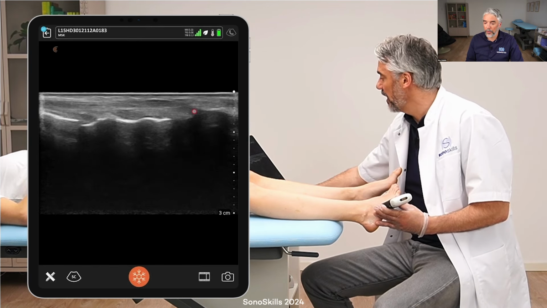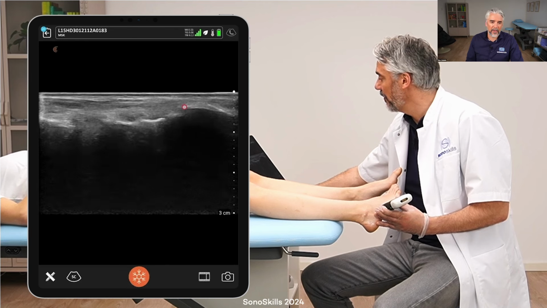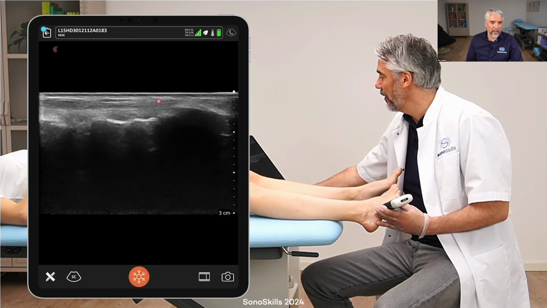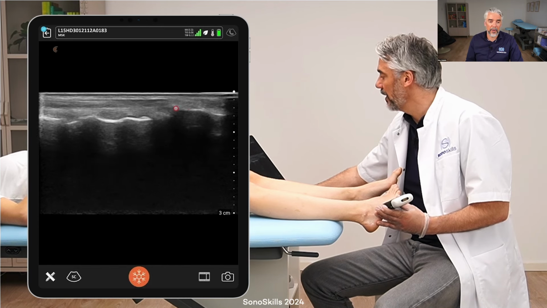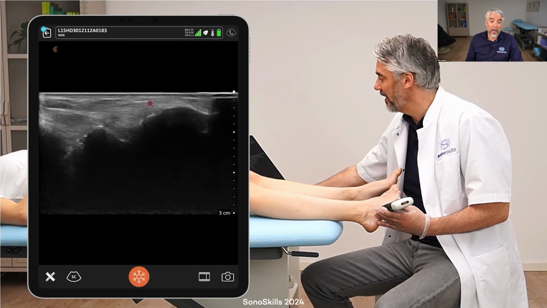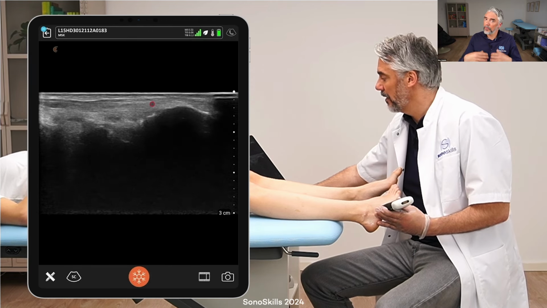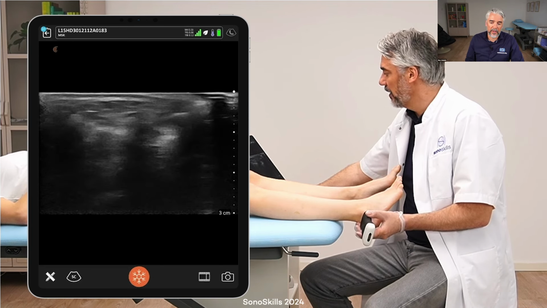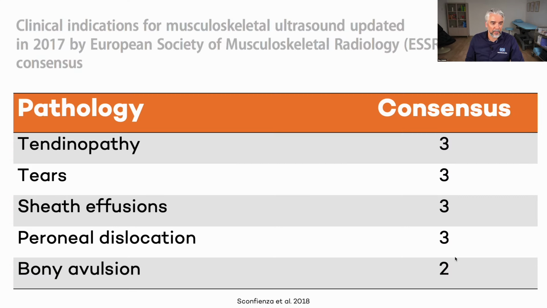Here, placing the transducer longitudinally over the base of the fifth metatarsal. And there you can see the insertion of the peroneus brevis to the base of the fifth metatarsal bone, looking at the tendon quality, but also at bone quality. So also in case of avulsion fractures, that is easy to see. So also the peroneal tendons, they are really easy to scan with ultrasound being the preferred imaging technique.